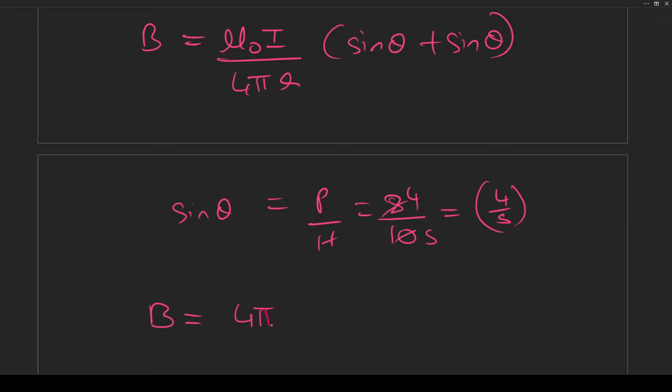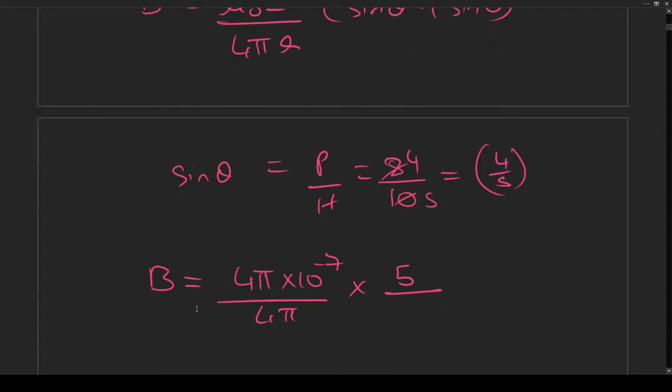Now substitute the values in the equation, where B equals mu naught, which is 4 pi into 10 power minus 7, by 4 pi, into the current, I believe 5 ampere, by the distance, which is 6 centimeter from the midpoint, 6 into 10 power minus 2 since it's in centimeter, with 2 sine theta, 2 times 4 by 5.